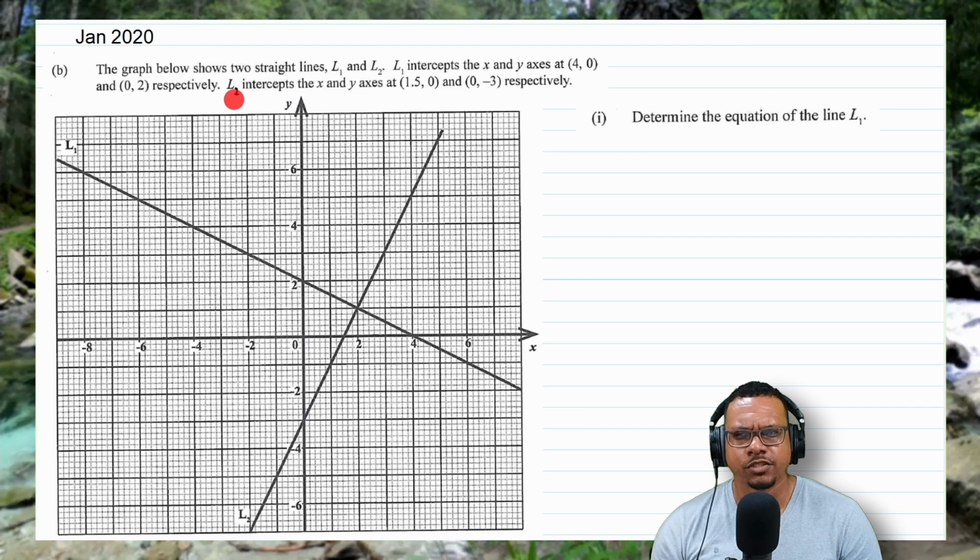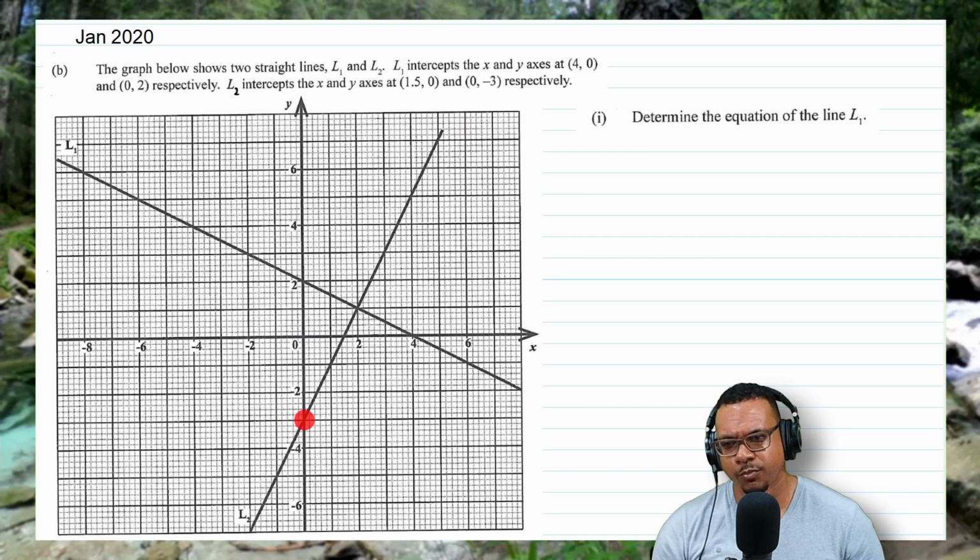So now we're saying that L2 intercepts the x and y axis at 1.5, so this is L2. It will intersect the x-axis at 1.5. That will be this point here. And the y-intercept will be (0, -3). So that's -3 on the y-axis. So this point here will be -3. So I'm just going to put in that. That here will be -3.